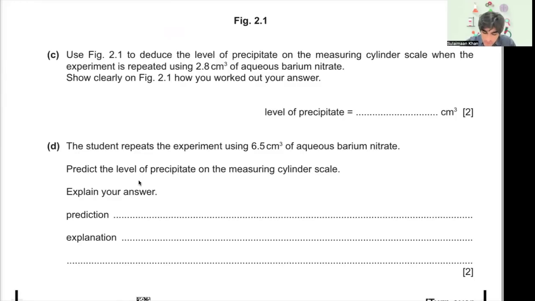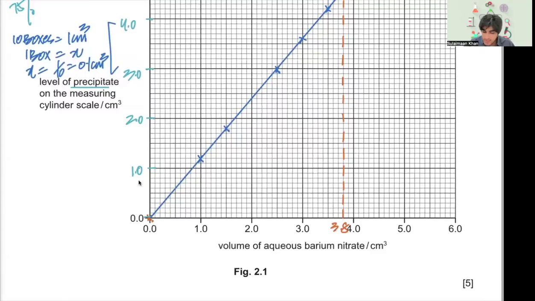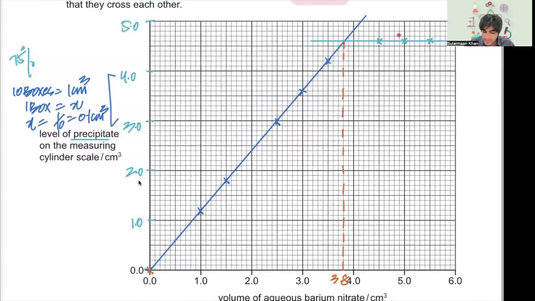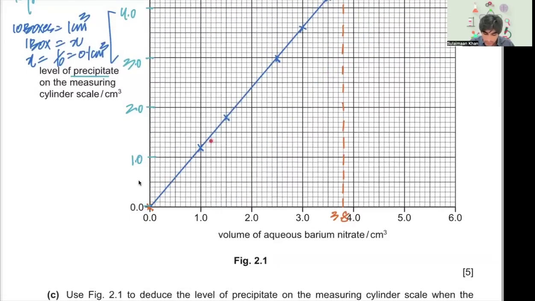Use figure 2.1 to deduce the level of precipitate on the measuring cylinder scale when the experiment is repeated using 2.8 cm cube of barium nitrate. So 2.8, that's 2.5, 2.6, 2.7, 2.8 right here. And remember, he says show clearly on your graph. This is the extrapolation thing. Extrapolation is just extending the lines, just like we went in this straight line and passed it through the origin.